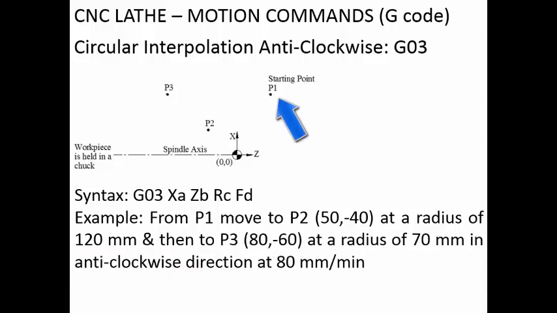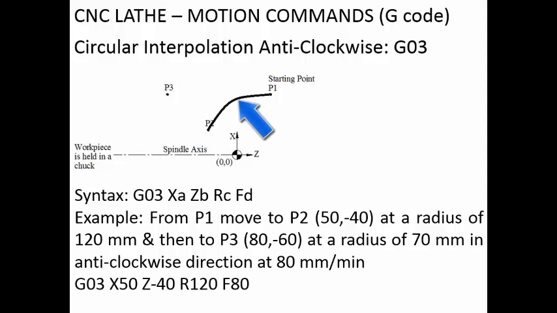So another example, we want to move from P1 to P2. Point P2, the coordinates are 50 and minus 40 at a radius of 120. And from P2, we want to move to P3. The coordinates of point P3 are 80 and minus 60 at a radius of 70 millimeter. So from here to there, we want to travel at a radius of 70 millimeter in the anti-clockwise direction. So both the movements are in anti-clockwise, at a rate of 80 millimeter per minute. It is not necessary that all the motions have to be in the anti-clockwise. Something can be clockwise, something can be anti-clockwise. That is all dependent on the kind of workpiece we want. This is how the profile will look in the anti-clockwise direction.